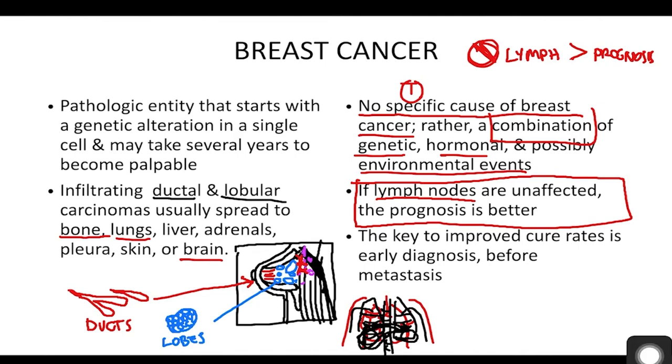So we have here, the key to improve cure rates is early diagnosis. Again, in dealing with cancer, early detection is always best, rather than detecting it when metastasis has already started. Okay, we'll be moving here. This is under the microscope. I'll just be passing through this slide.